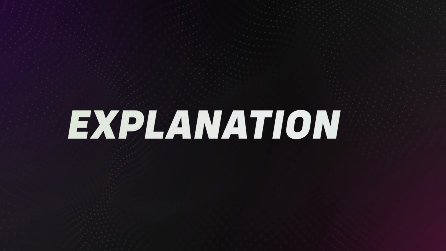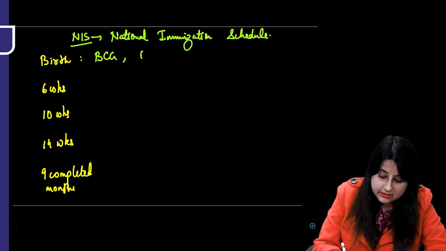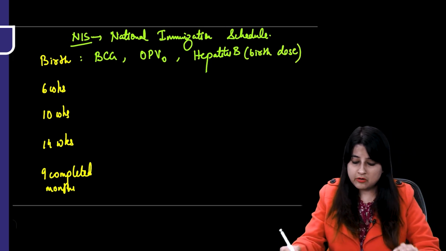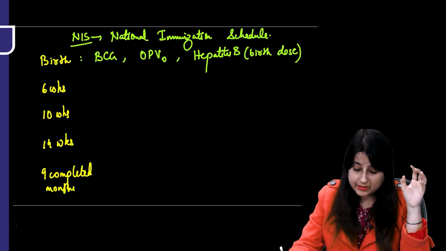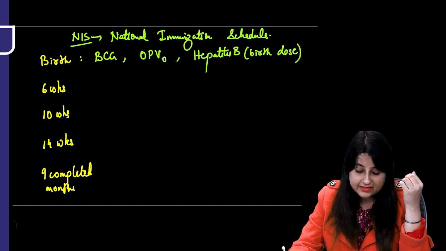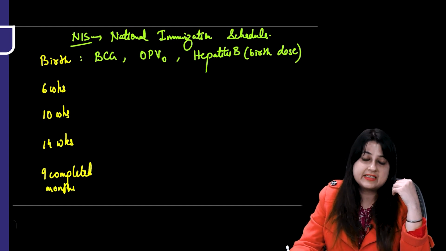Here is the explanation. So first, at birth we give BCG, OPV0 and hepatitis B birth dose. Now please don't worry right now about the route and the site and the dose. I'll tell you about that. Right now we are just looking at the schedule, when which vaccine is given. So at birth it is BCG, OPV0 and hepatitis B.